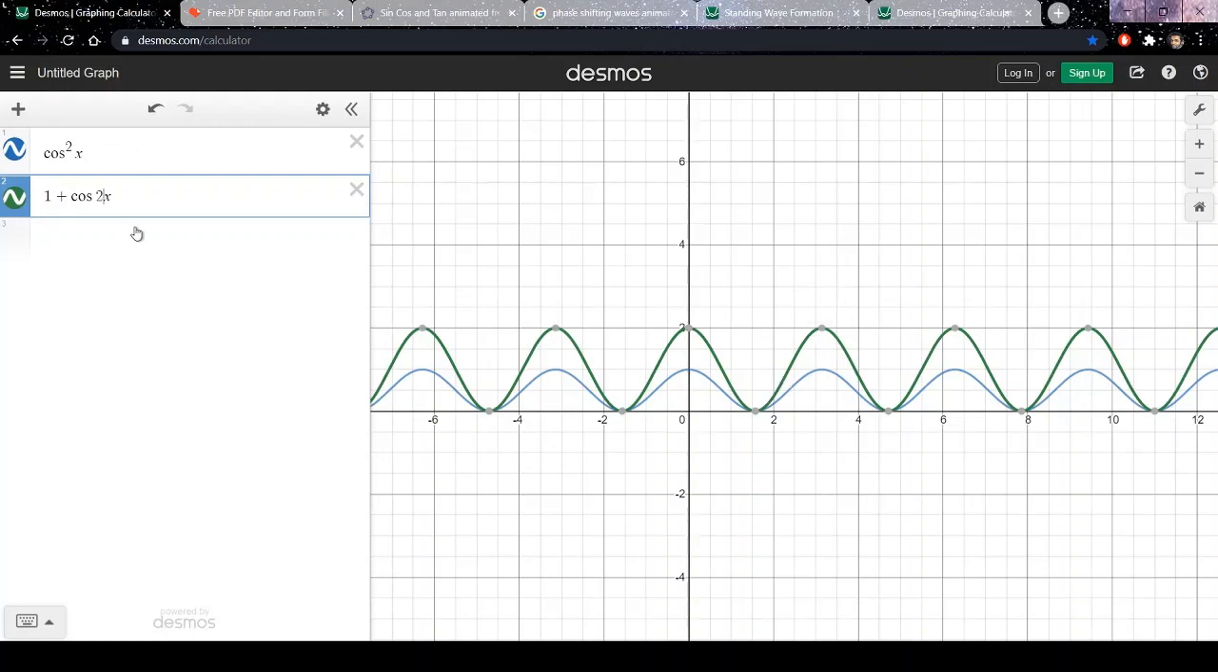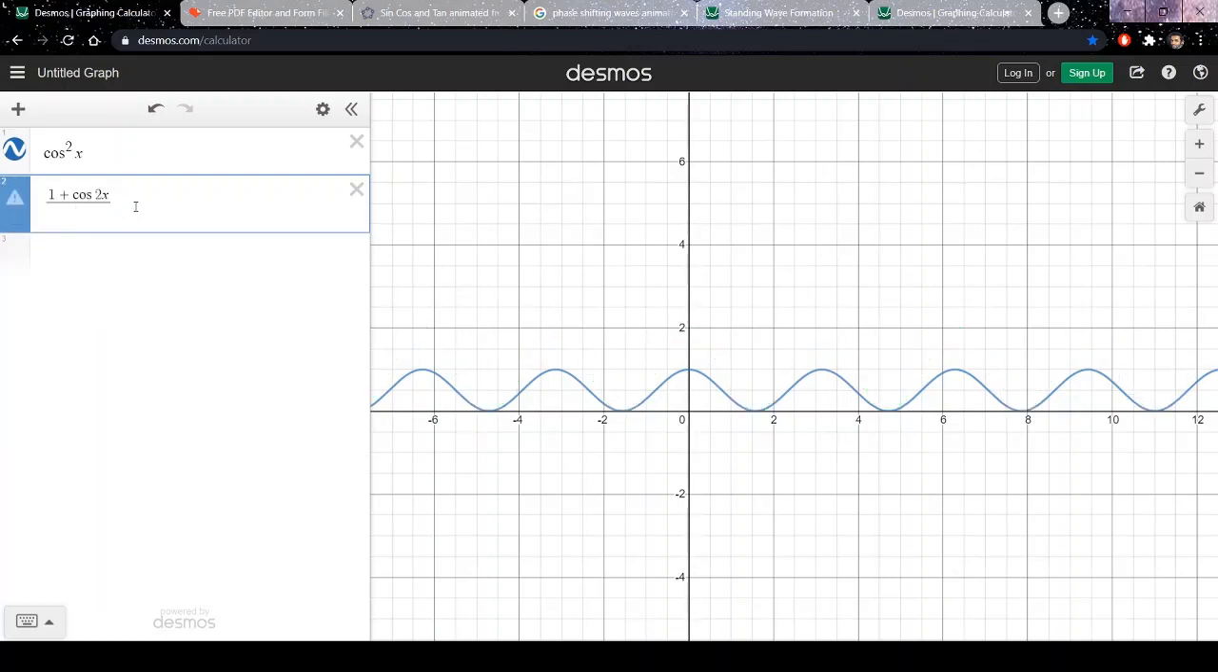So what can I do? I will half this. Whoa, it disappeared. Why did it disappear? Not because of anything wrong. It is overlapping because it's exactly the same. Guys, did you see what just happened? I found a relationship between cos square and cos 2x. I found a relationship between a function and its square.